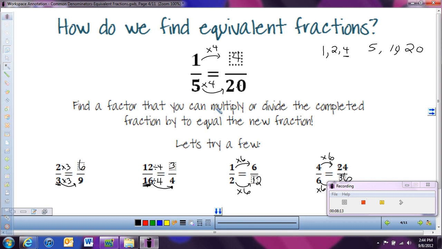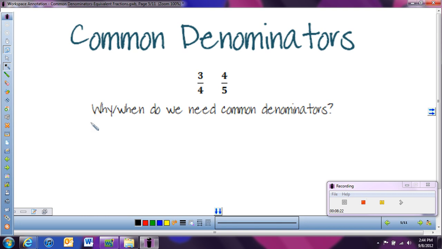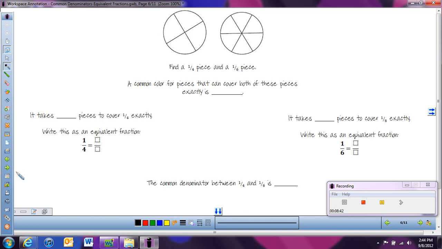So now what we're going to do is take this idea of equivalent fractions to help us find common denominators. So first of all, when do we use common denominators? Why do we use common denominators? Well, whenever we want to add or subtract fractions, we're going to need common denominators. And that'll be covered in our next lesson. But for today, we're just going to work on finding common denominators so that we can use it for adding and subtracting fractions.